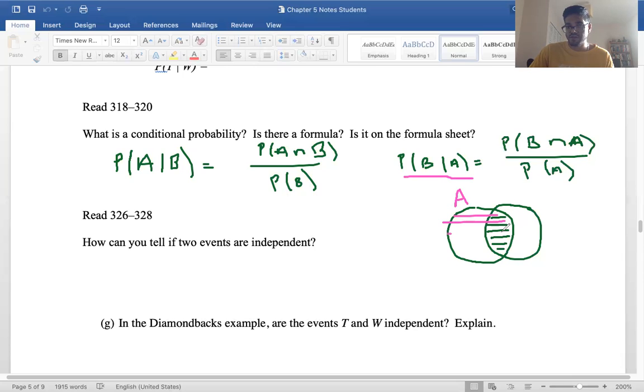If you want to think about it, probability is just your likelihood of success out of total outcomes. When you read this out loud, you have the probability that B happened given that A already happened. So this is that little middle part, that green part, and then A is just this whole thing. So we're just going to divide by the whole thing. We have what's on the inside divided by the whole thing.